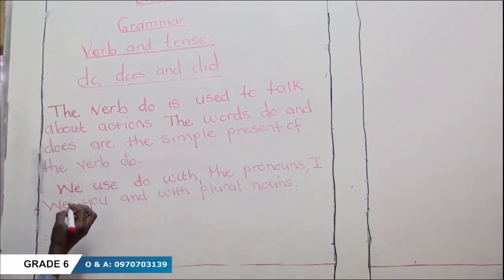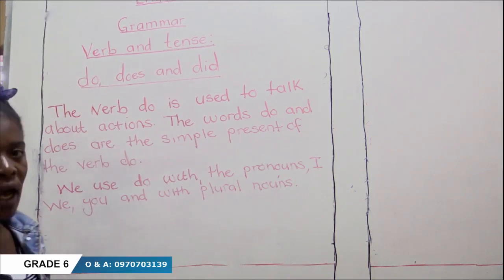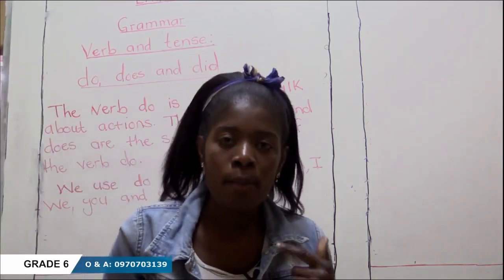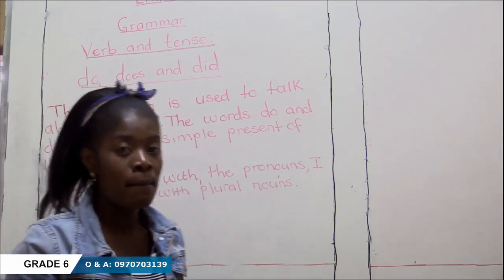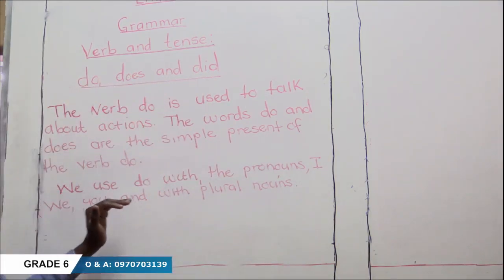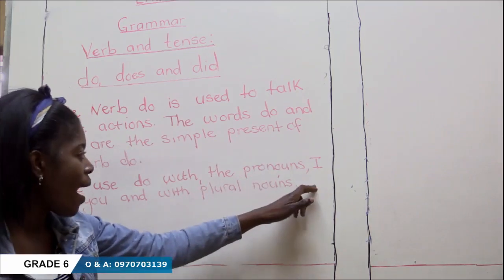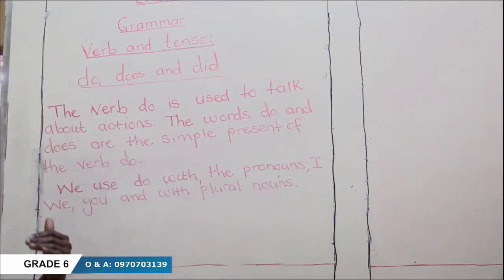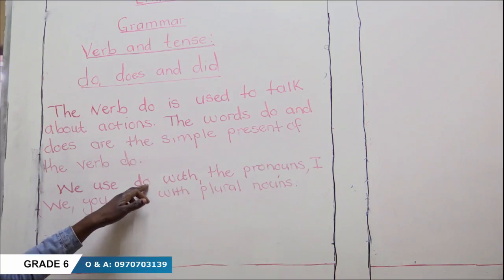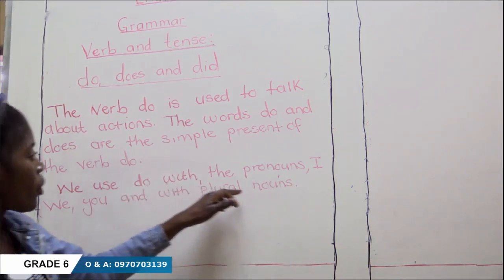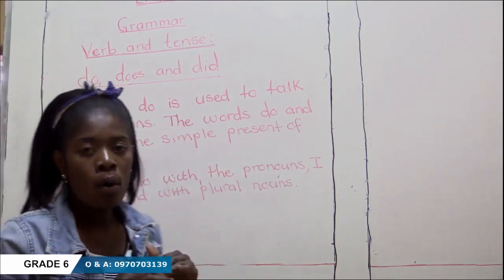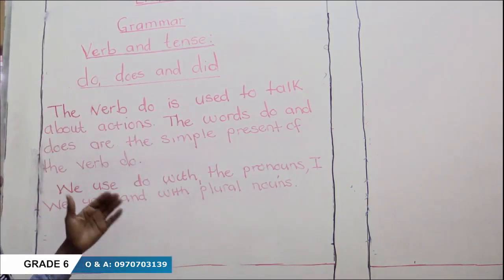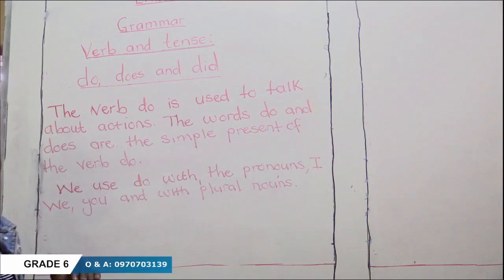What do I mean by this? I've said a pronoun takes the place of a noun, and a noun is a naming word. So we use do with the pronouns I, we, you, and with plural nouns. These are the pronouns that we use when we're using do.